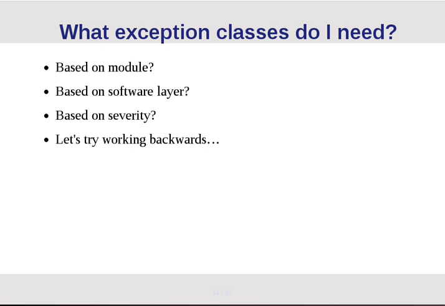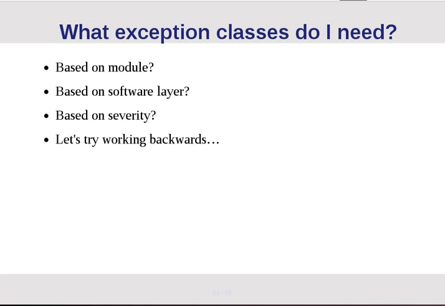When you're structuring your exception hierarchy in an app or a library, there are a lot of ways you can go about it. You could do it by module. If you've got different logical modules, you could have different errors for each one. You could have a different type of exception for each layer of the software, high to low. You could even have different exceptions for different levels of severity.